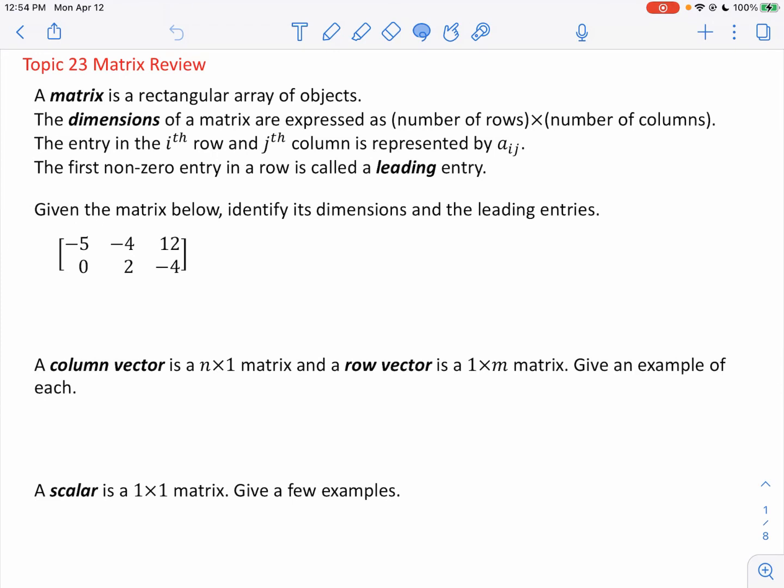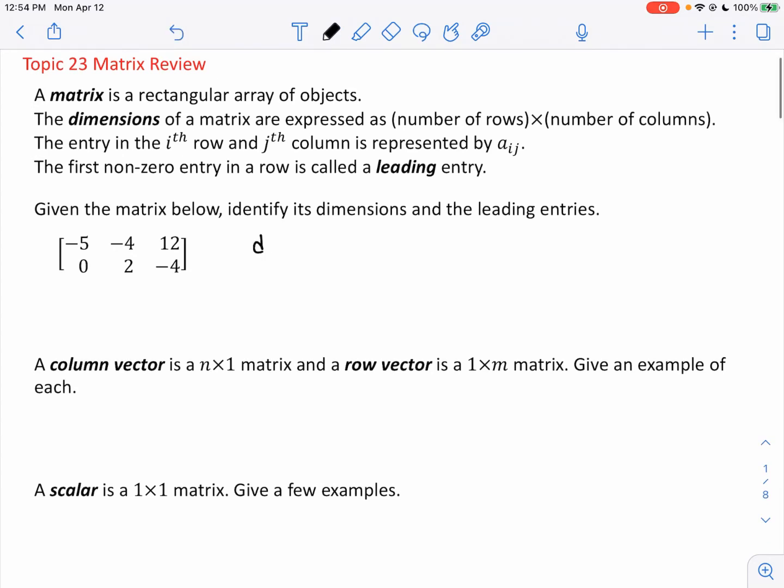A matrix is a rectangular array of objects. The dimensions of a matrix are expressed as the number of rows by the number of columns. The entry in the ith row and jth column is represented by a sub ij, and the first non-zero entry in a row is called a leading entry. Now, given the matrix below, identify its dimensions and the leading entry.